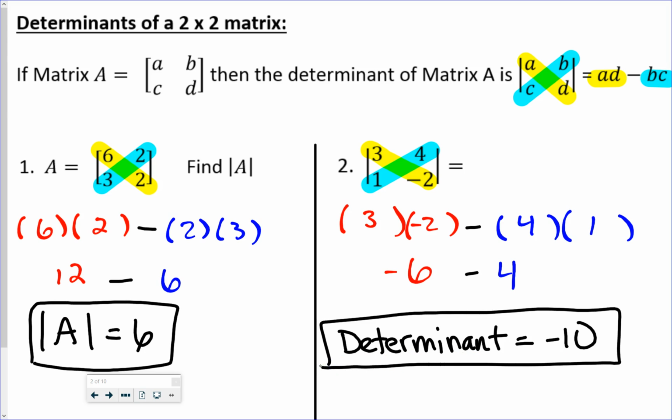So notice I wrote my answers a couple different ways. Number 1, it told me the matrix was called A. So that's why I used it in the same form that they kind of gave it to me. The second one, they haven't given this a letter, so I'm just saying the determinant is negative 10.